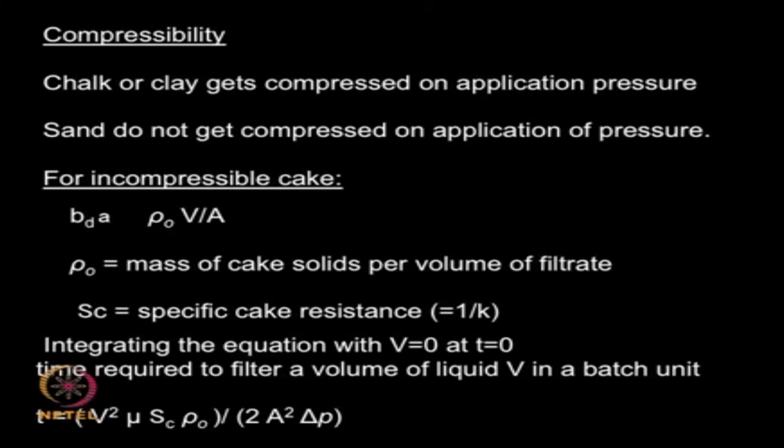So when we assume the solids are incompressible, that means there is no change in the porosity if I keep increasing the pressure across the bed. Then we can say the bed thickness, as a function, is equal to rho naught. Rho naught is a term defined as mass of cake solids per volume of filtrate, multiplied by V, the total volume, divided by the area.